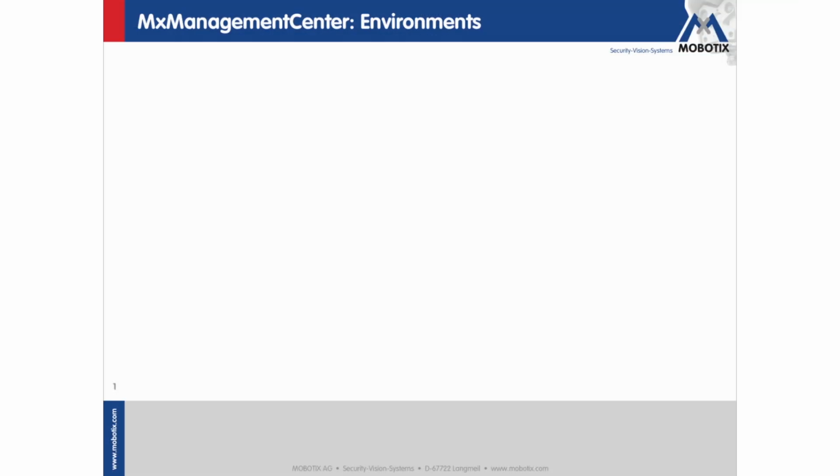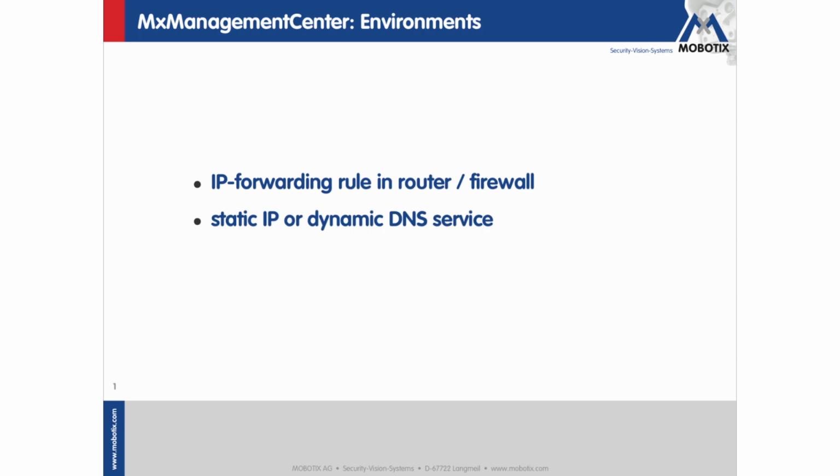The following prerequisites need to be fulfilled in order to remotely access your cameras from the internet. It is necessary to create an IP forwarding rule in the router firewall. It regulates forwarding to the specific camera in the event of outside access to a specific port. There must be either a fixed IP or a dynamic DNS service with which the network can be accessed from the internet. We now have to change the network data per environment for each camera.